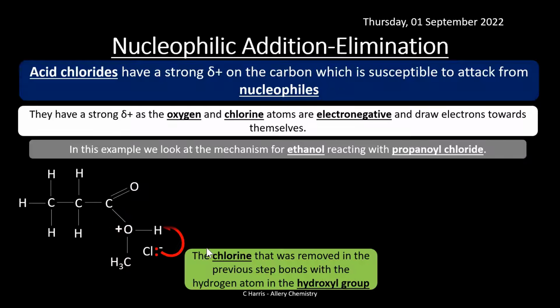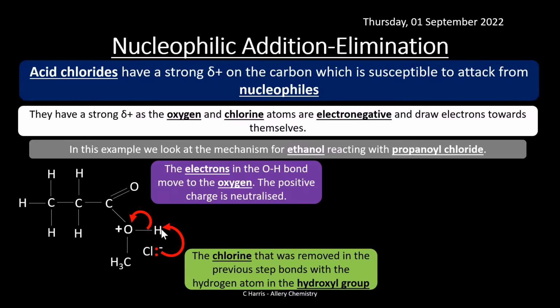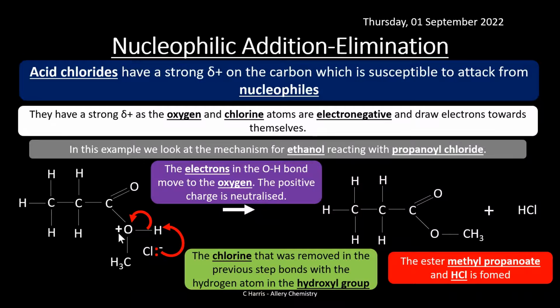So what's going to happen here? The chlorine that was removed actually starts to form a bond with the hydrogen. It's not going to go for this. There's not enough room here. So it's going to go for the hydrogen. And then the electrons in this bond will then jump to neutralize this positive oxygen in here. So that will try to neutralize that. And then finally we have our product being produced.